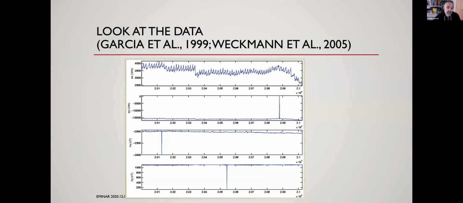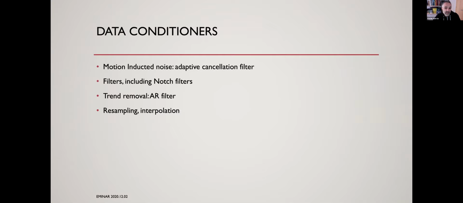So there are several data conditioners that we can use to improve our data. I'm not going to talk about the motion induction noise, which primarily affects the marine magnetotelluric data. Today I'm going to look at the rest of these conditioners.